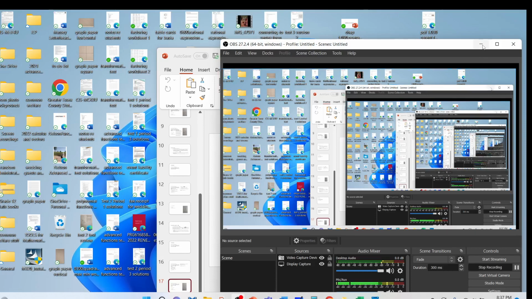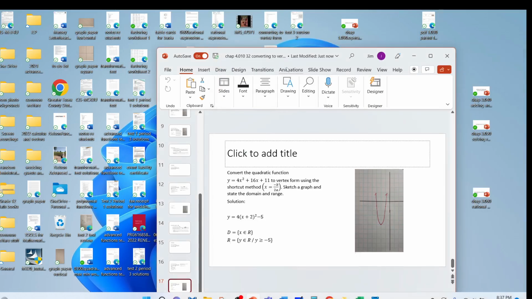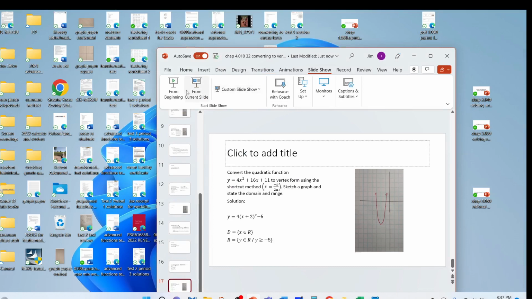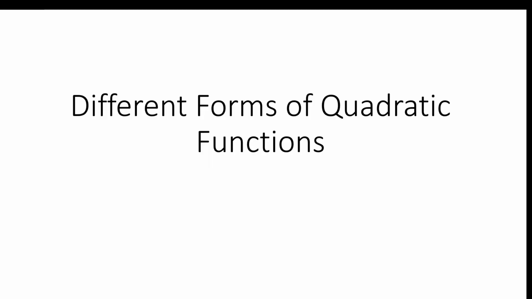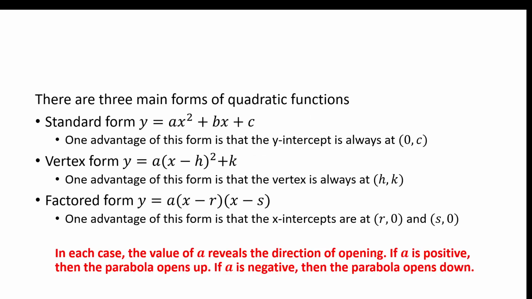In this video, we're going to talk about how to convert quadratics from standard form to vertex form. Before we begin, let's just review that there are three main forms of quadratic functions. There's standard form, y equals ax squared plus bx plus c. One advantage of this form is that we always know the y-intercept. The y-intercept will always be at (0, c).